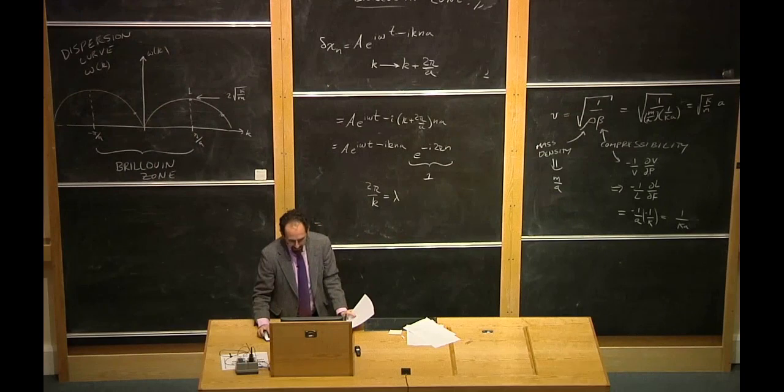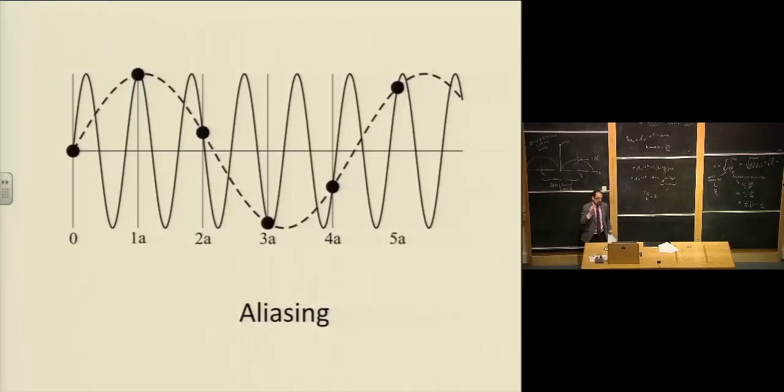Well, the way to understand that is from this picture here. So delta x is plotted on the vertical axis, just to make it more clear. I've plotted two waves here. The dashed line is at k, and the solid line is at k plus 2 pi over a. The two curves agree at the position of the masses.